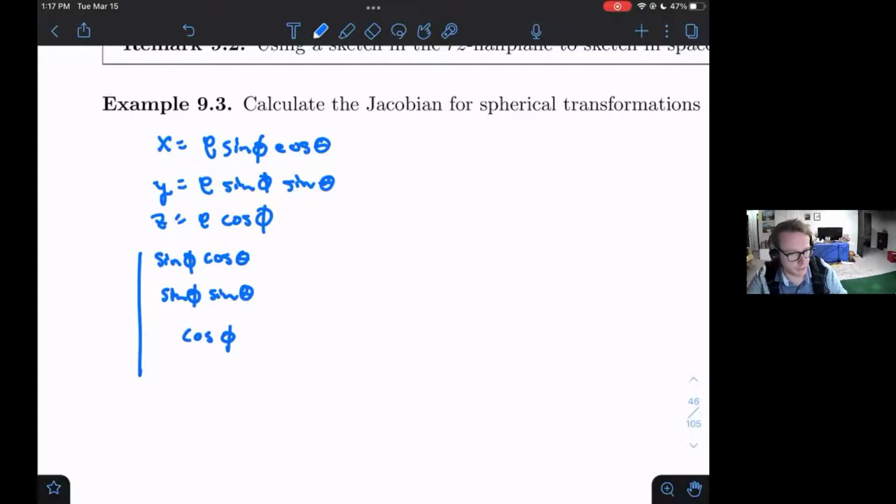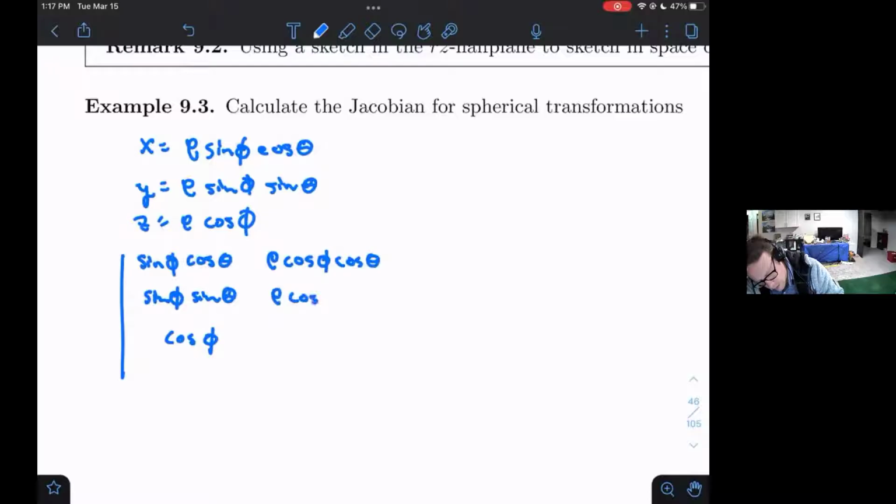Now let's do with respect to phi. So I'm going to have rho cosine phi cosine theta when I take the derivative of x with respect to phi. I'm going to have rho cosine phi sine theta when I take the derivative of y with respect to phi. And finally, I'm going to have negative rho sine phi when I take the derivative of z with respect to phi. And finally, I'm going to take the derivative with respect to theta. So I'm going to have negative rho sine phi and sine theta.